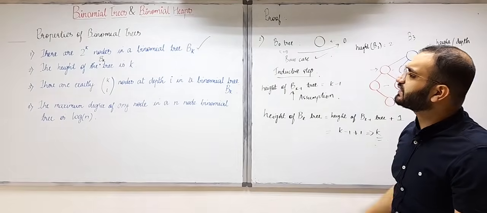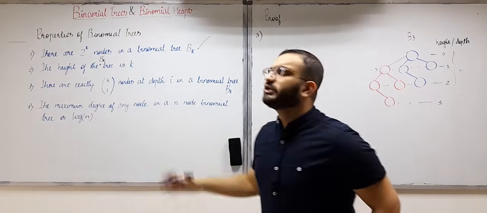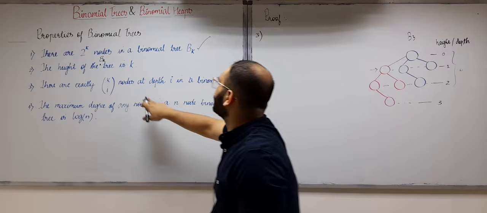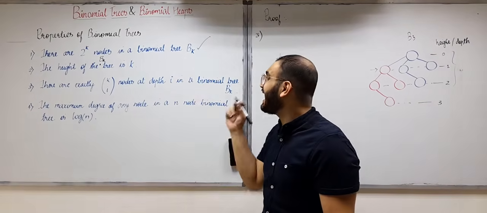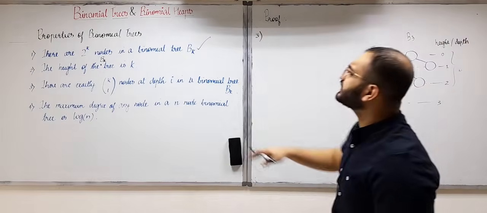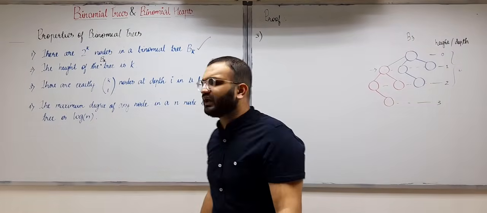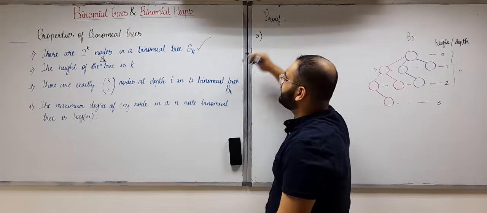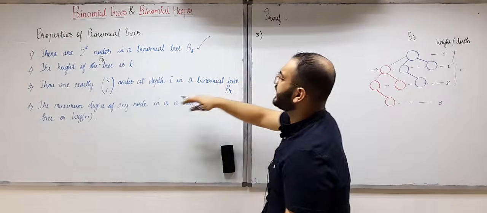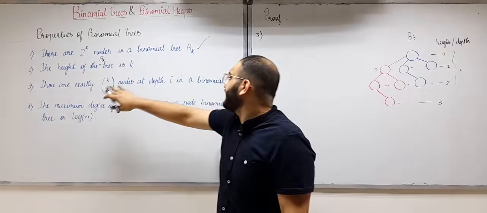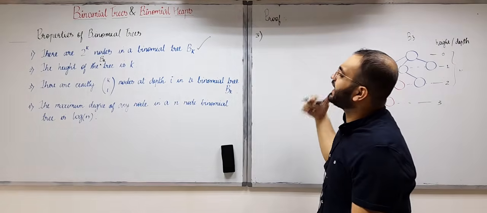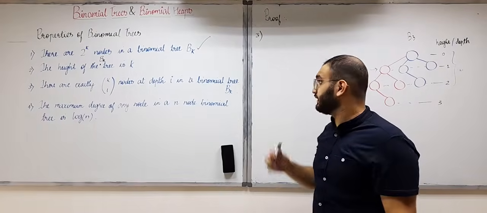Now let us look at the third property. The third property says that there are exactly these many nodes at depth i in a binomial tree Bk, okay? You can consider depth and height as the same, both are the same thing. It says that there are exactly kCi nodes. This is actually the binomial coefficient, okay? So there are exactly a binomial coefficient number of nodes at depth i in a binomial tree Bk.